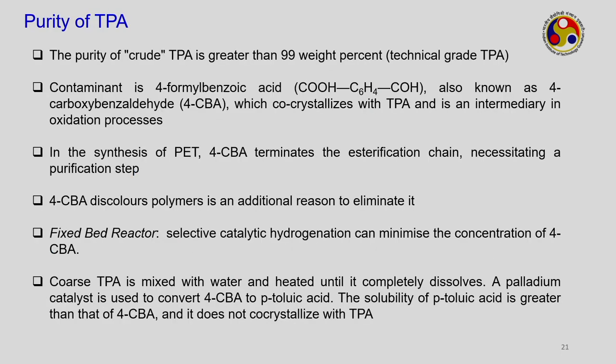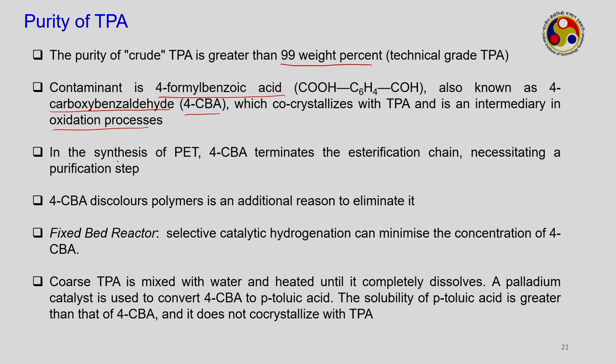The purity of terephthalic acid is a very important thing which I have to mention here. The purity of crude TPA is greater than 99%. So this TPA which has been formed here, the technical grade TPA we call it, is 99%. The most common contaminant is 4-formyl benzoic acid, also known as 4-carboxybenzaldehyde or 4-CBA. The problem is it co-crystallizes with TPA and it is an intermediary in the oxidation process. So it blocks the catalyst, and it also co-crystallizes with the TPA. So you have to remove it.